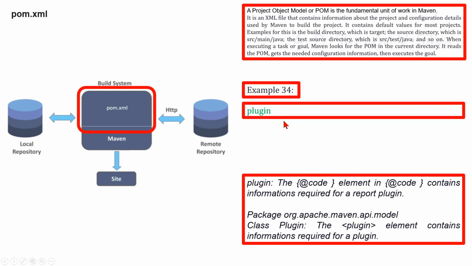Plugin. The plugin element contains information required for a report plugin. Regarding API, the class ReportPlugin in package org.apache.maven.api.model. The plugin element contains information required for a plugin.